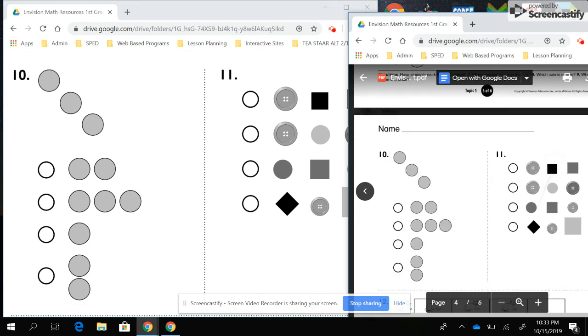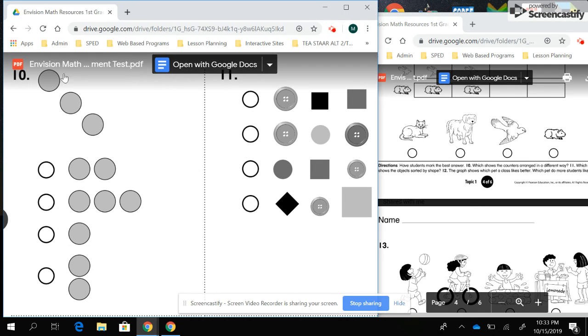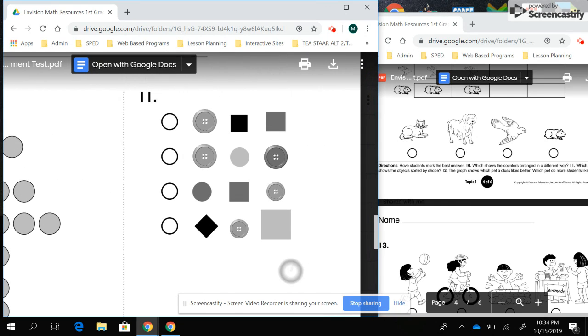Let's look at question 10. On question 10, I can see that you have 3 circles at the top. 1, 2, 3. And then you have A, B, C, and D. Can you tell me which one of these answer choices shows me these circles put in a different way? Again, which one of these shows you the same circles at the top, arranged or placed in a different way?